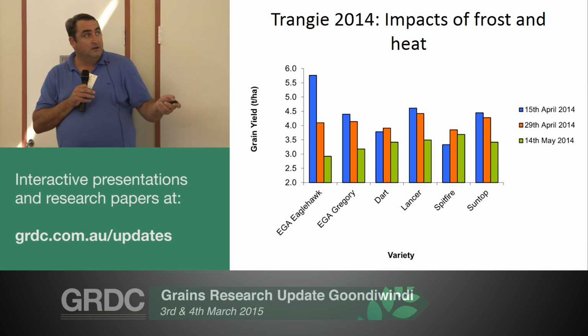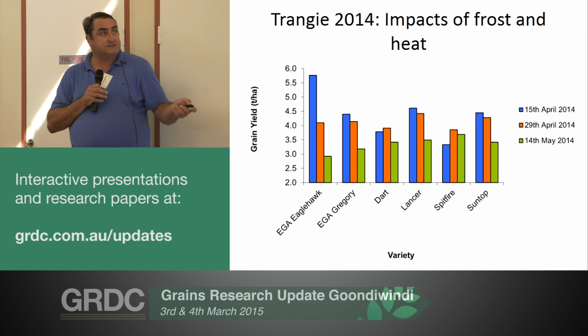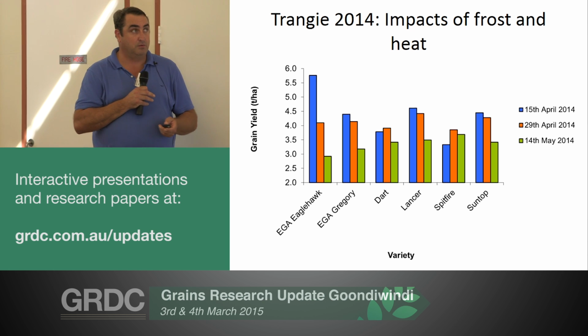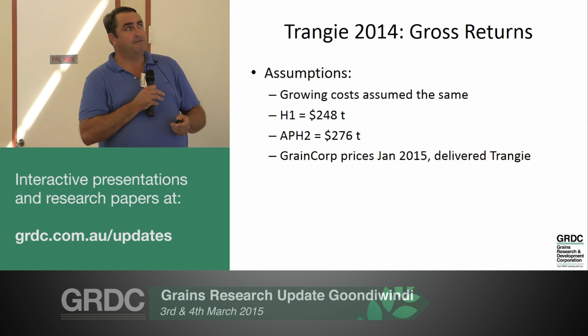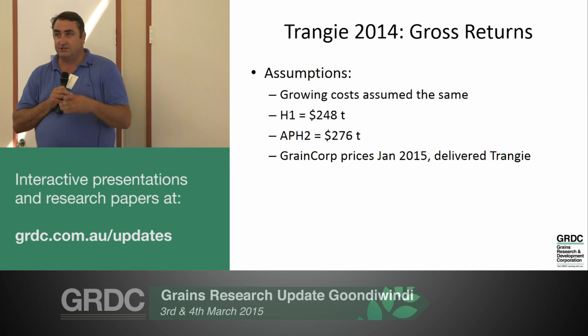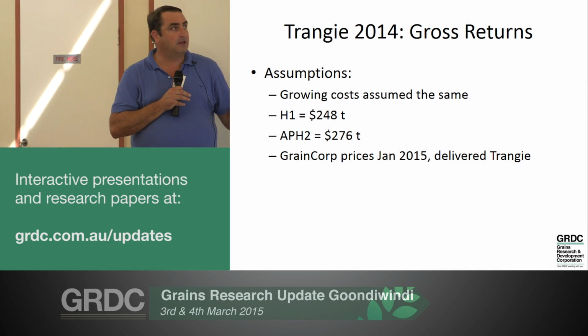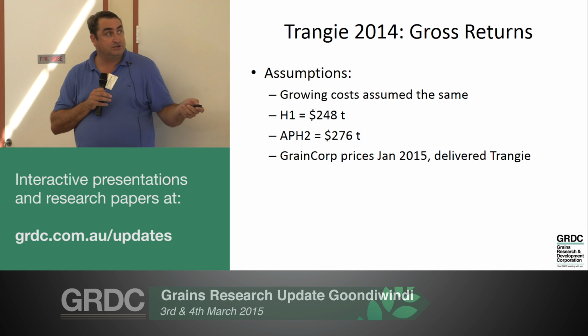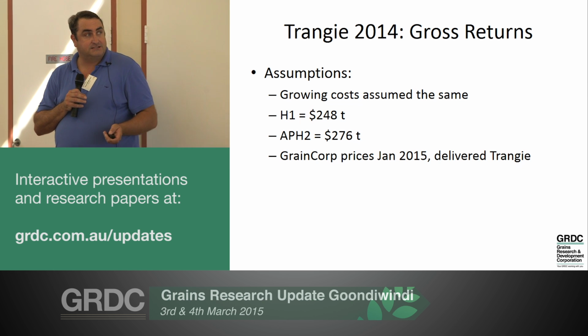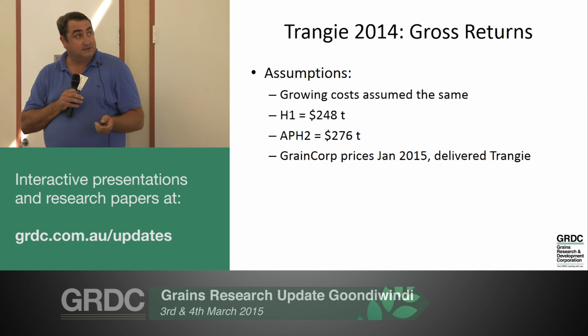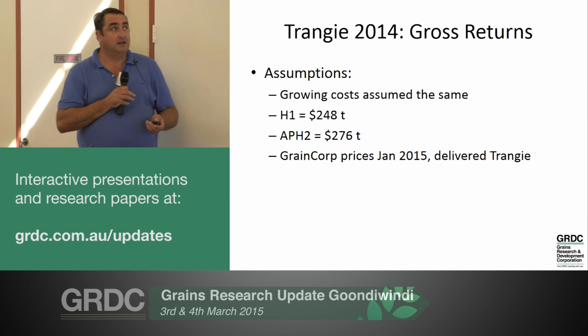So you've moved from frost risk in the early lines through to heat risk at the end of that sowing window. So when we have a look at the gross returns, so this is just the yield by the value of the grain using H1 at 248, APH at 276 as the prices delivered at Trangie. You can see you're getting a massive difference.